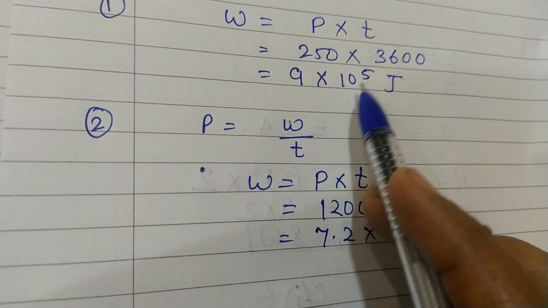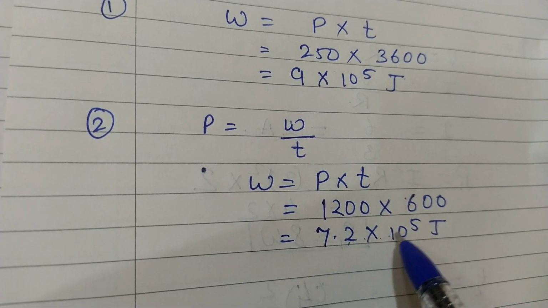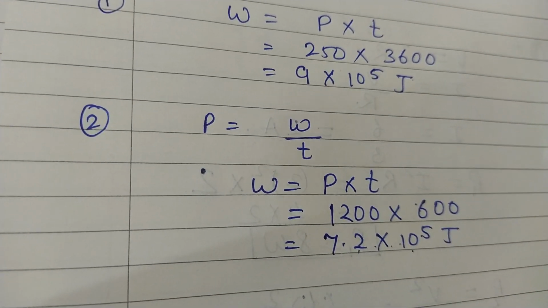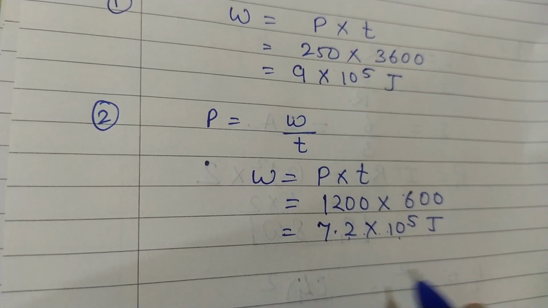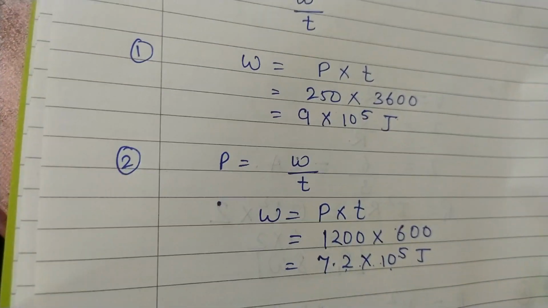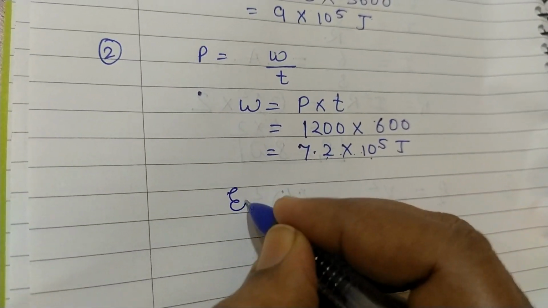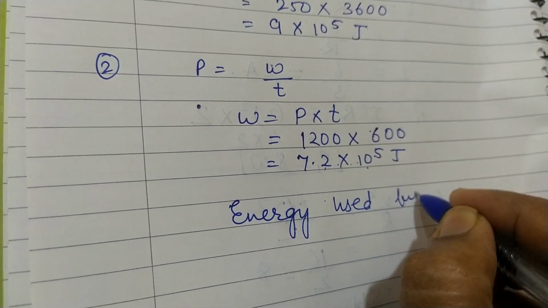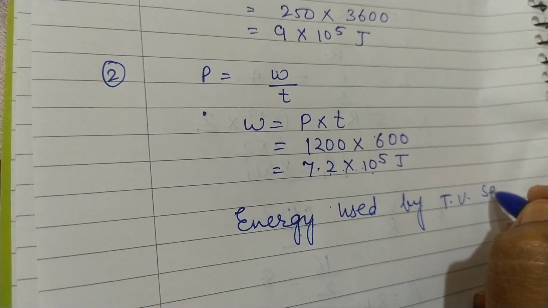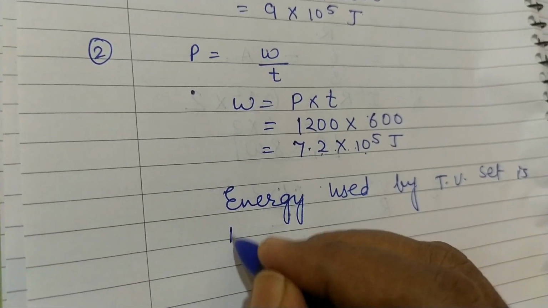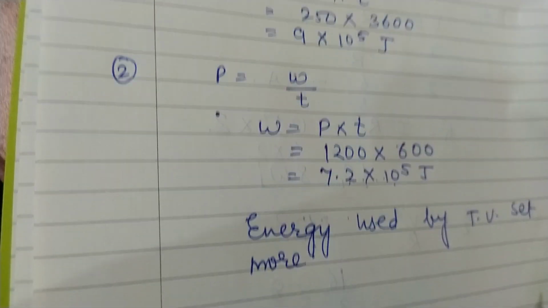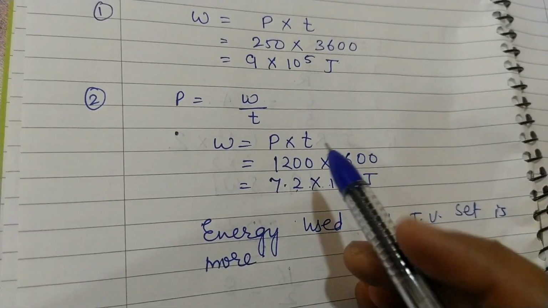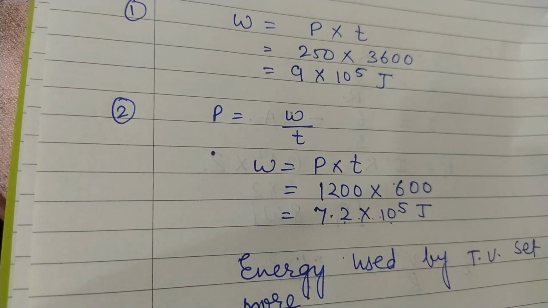Here it is 9 into 10 raised to 5. Here it is 7.2 into 10 raised to 5. So who uses more energy? TV set. Energy used by TV set is more. That way you have to solve the sums.